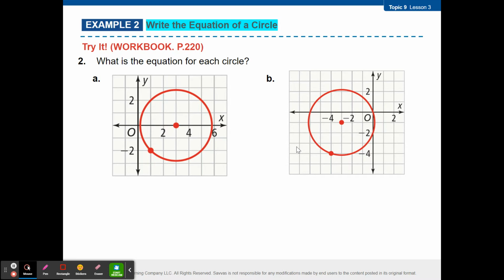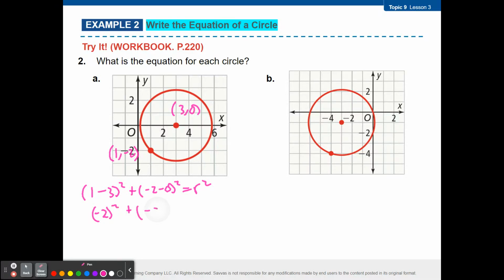Okay, so let's take a peek at this. So here we have our center as 3, 0, and this point looks like 1, -2. So first thing we're going to do is apply this and substitute in this. So this will be 1 minus 3 squared plus negative 2 minus 0 squared, and we're looking for r squared. This leaves me with negative 2 squared plus another negative 2 squared, which is r squared. And this leaves me with 4 plus 4, which leaves me with 8.